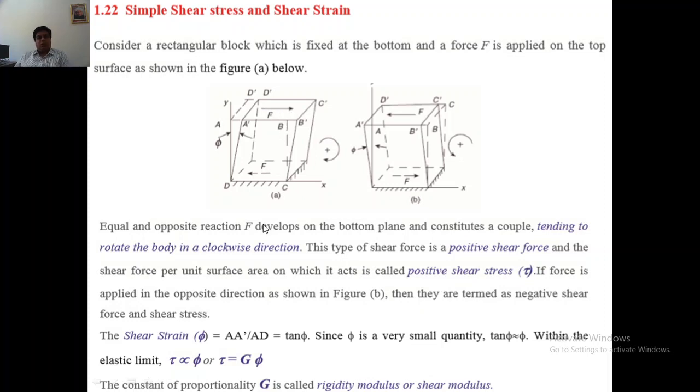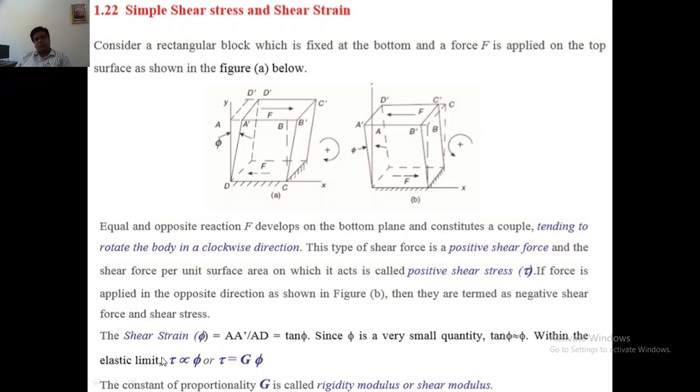So just like the modulus of elasticity, which relates the normal stress and normal strain, similarly the shear stress and shear strain will give one more modulus of elasticity, that is we call this as modulus of rigidity. So the normal stress will give rise to modulus of elasticity, whereas shear stress and shear strain or shear force will give rise to modulus of rigidity. So G is the proportionality constant here for shear stress and shear strain.